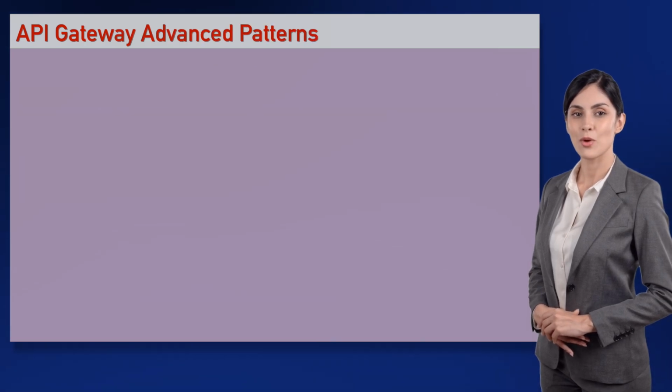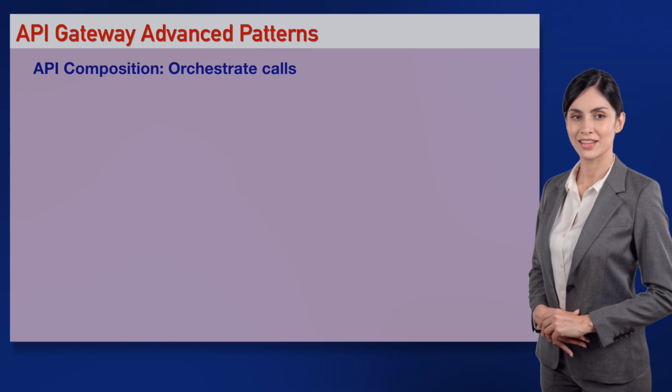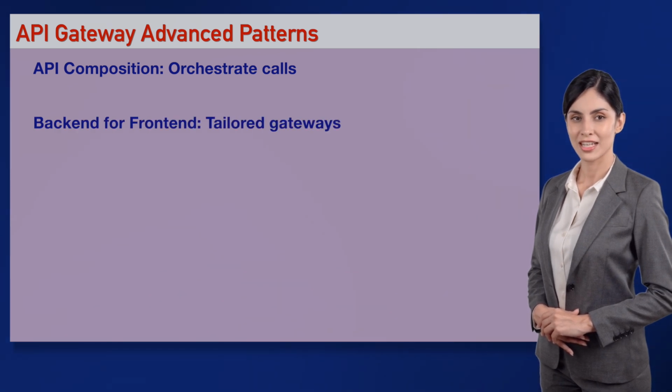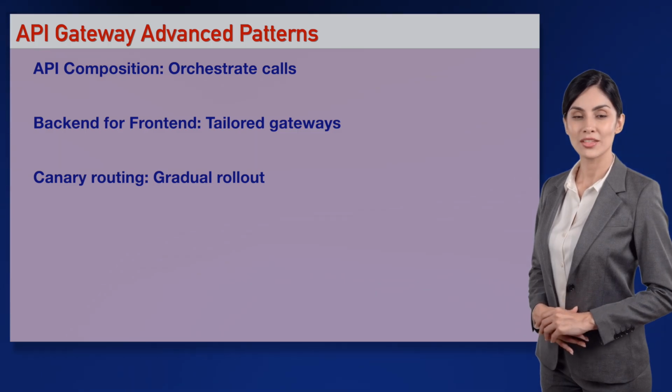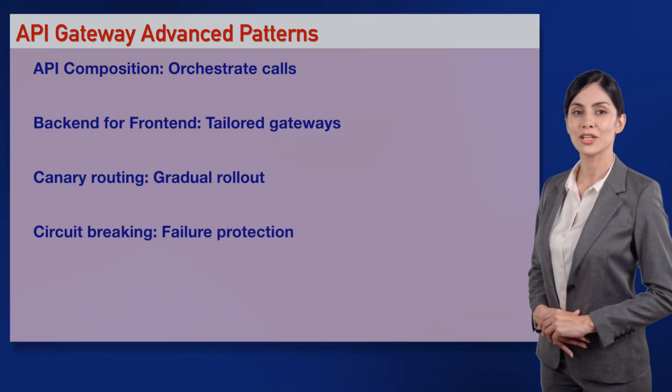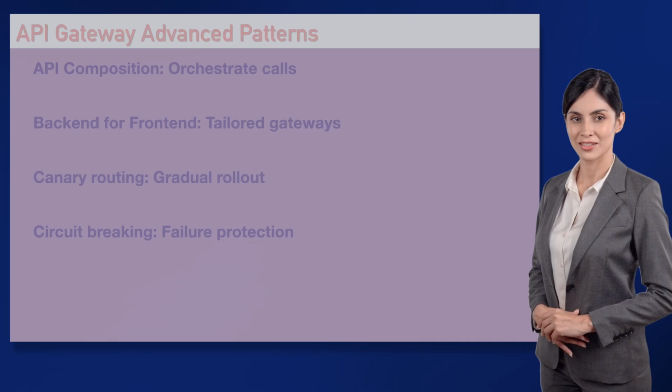Advanced API gateway patterns. API composition orchestrates multiple backend calls. Backend for frontend creates client-specific gateways. Canary routing enables gradual rollout of new versions. Circuit breaking protects against failing backends.